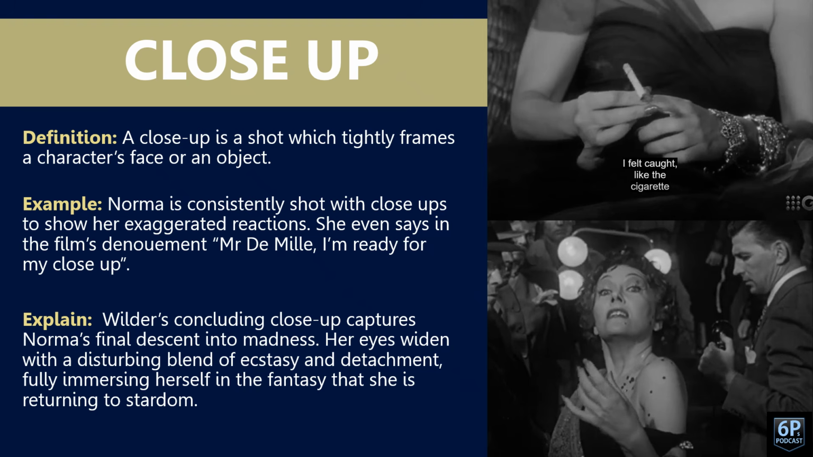Wilder's concluding close-up captures Norma's final descent into madness. Her eyes widen with a disturbing blend of ecstasy and detachment, fully immersing herself in the fantasy that she's returning to stardom. The camera mirrors her desire to be seen and adored, yet it also isolates her too, showing the audience just how far removed from reality she really has become. Wilder uses the close-up ironically. A shot once used to glorify stars now exposes the tragic cost of fame and obsession.